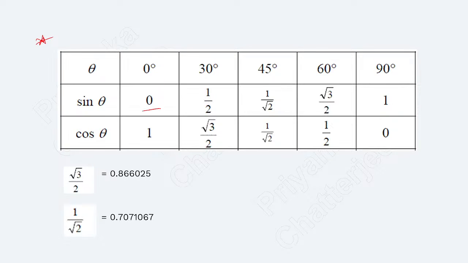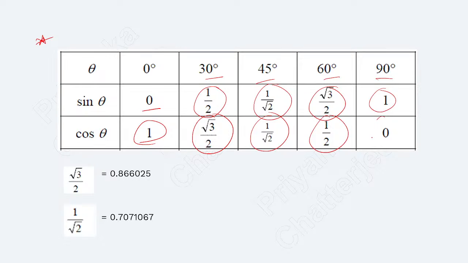Sin 0 is 0, sin 30 is 1 by 2, sin 45 is 1 by root 2, sin 60 is root 3 by 2, sin 90 is 1. And cos 0 is 1, cos 30 is root 3 by 2, cos 45 is 1 by root 2, cos 60 is 1 by 2, and cos 90 is 0. And not only these values, you also need to remember these fractions.